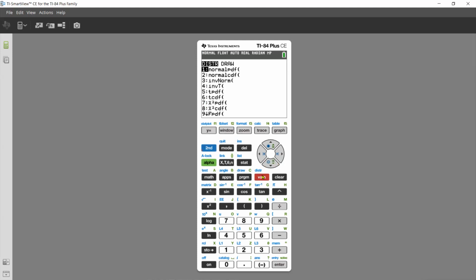Second distribution is on top of the vars key. For me it's the 4th option, number 4. Yours might be number 5, because some calculators have an extra option there. When you hit inverse t, it looks like this: area, degree of freedom.